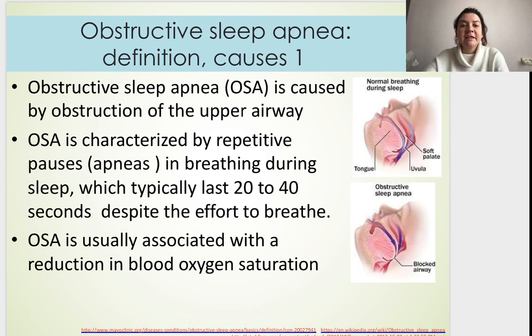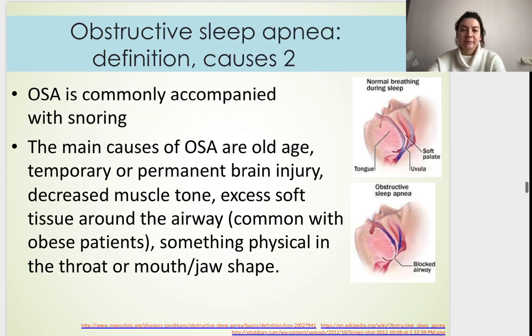The next syndrome for today is obstructive sleep apnea. Let's discuss definition and causes. Obstructive sleep apnea is caused by obstruction of the upper airway. It is characterized by repetitive pauses, apneas, in breathing during sleep, which typically last for 20 to 40 seconds despite the effort to breathe. Obstructive sleep apnea is usually associated with a reduction in blood oxygen saturation. It is commonly accompanied by snoring.